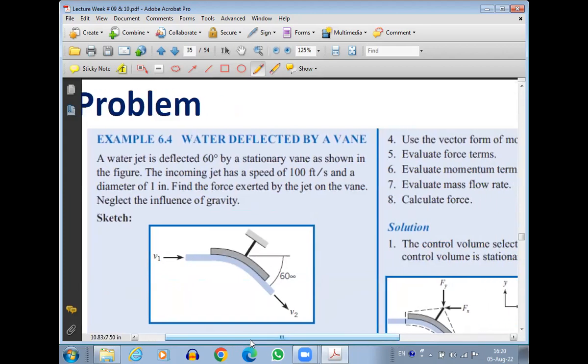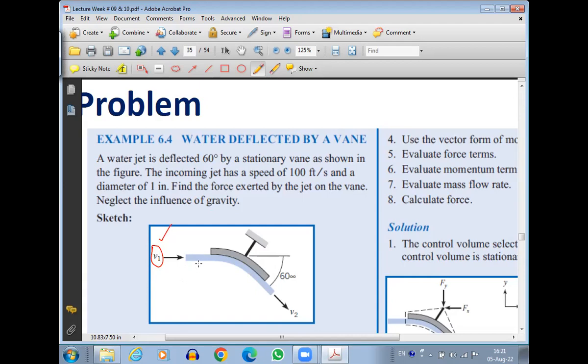Okay, so a water jet is deflected 60 degrees by a stationary vane as shown in the figure. So this was a water jet and it is deflected. How much is the deflection? Deflection is 60 degrees. The incoming jet has a speed of 100 feet per second, and a diameter of 1 inch. So we know the velocity and the diameter of the jet. Find the force exerted by the jet on the vane, neglecting the influence of gravity.